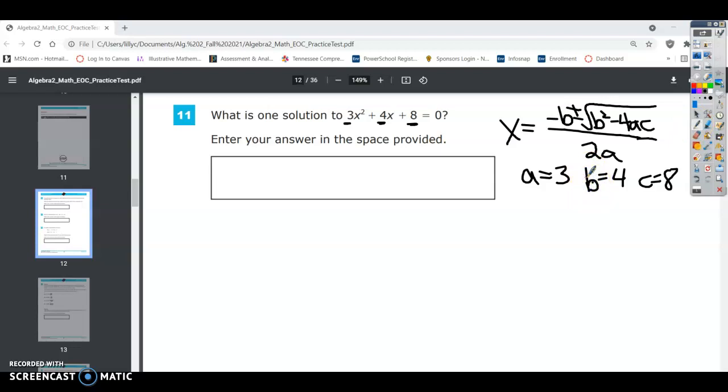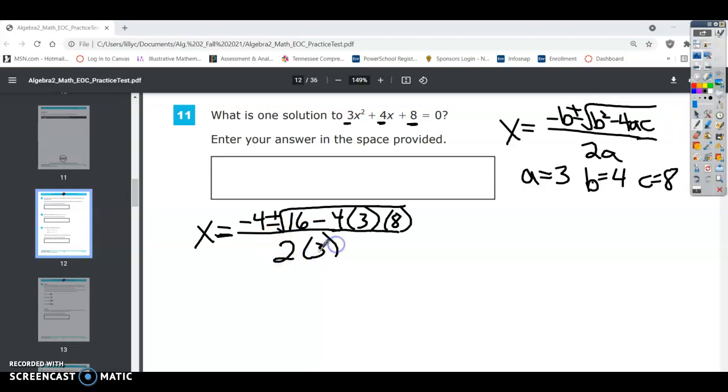Alright, so let's plug in our A, B, and C in the quadratic formula. So we're going to have x equals negative b, so the opposite of b is negative 4. Alright, b squared, 4 squared is 16, minus 4 times 3 times 8. Over 4, not 4, sorry, over 2 times 3. Alright, so that's 2 times A.